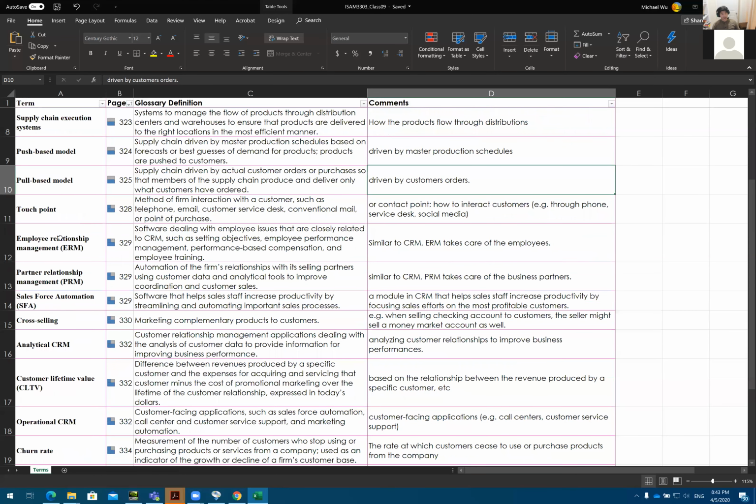Touch point, according to the book, is a contact point indicating how to interact with customers. For example, phone, customer service desk, and social media. So nowadays, companies are utilizing social media to get closer to customers. So that's one of the tech methodologies that companies use for customer intimacy.